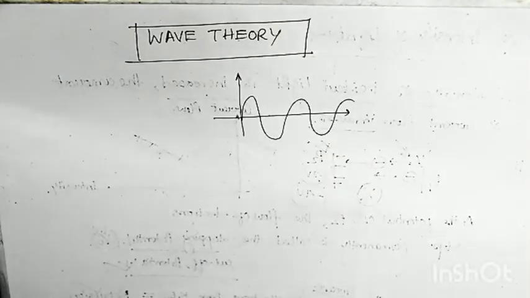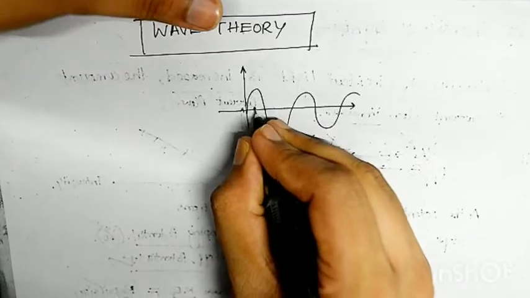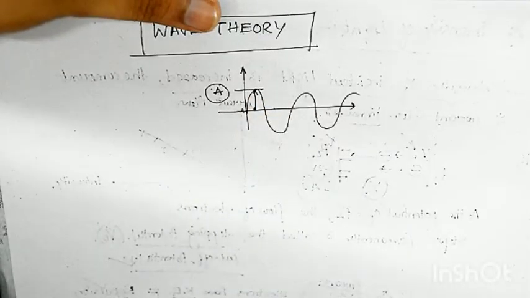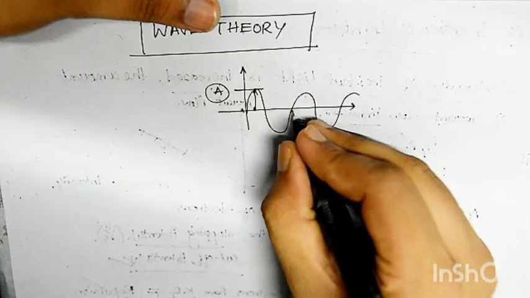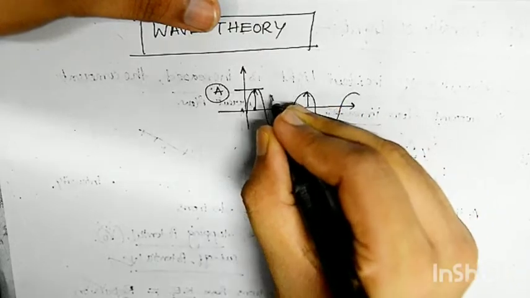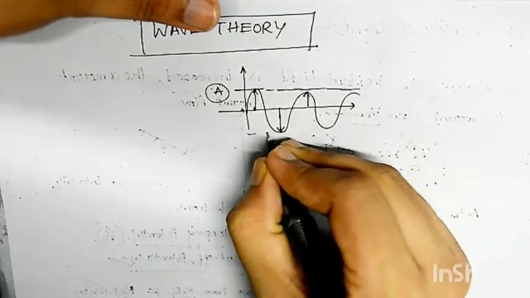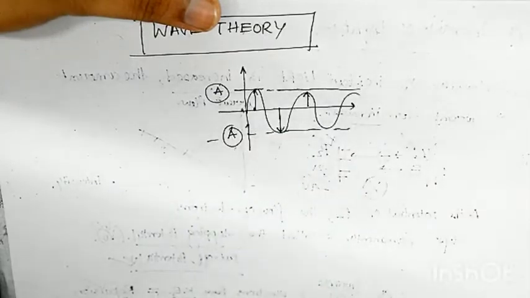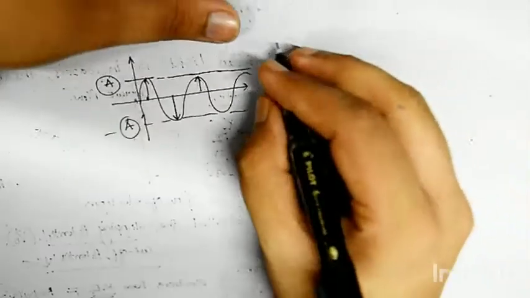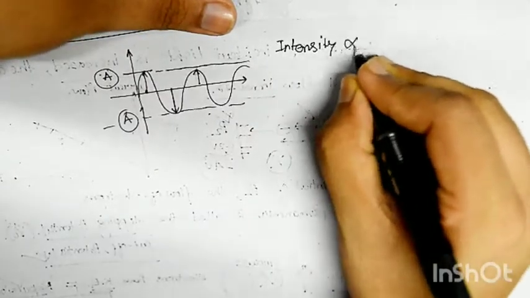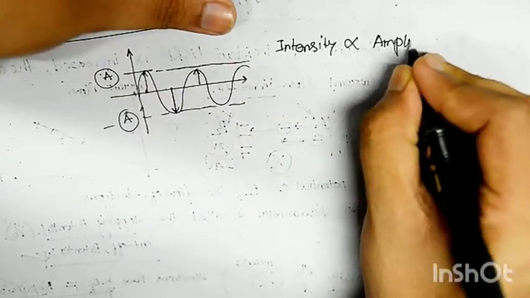And being a transverse wave, the amount of maximum displacement from its mean position is called its amplitude. I hope all of you remember that this thing is called the amplitude of this wave, right? And the square of this amplitude is called intensity. Intensity is basically proportional to the square of the amplitude.